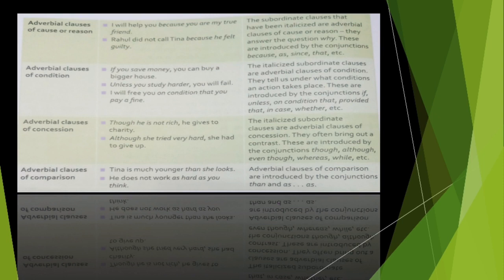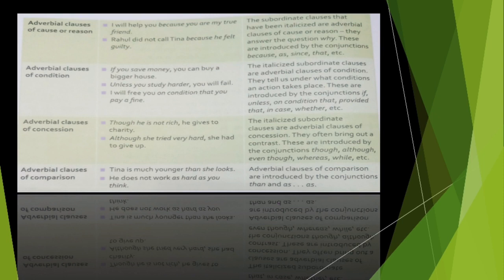Most of the times these are introduced by conjunctions like if, unless, on condition that, provided that, in case, whether. Okay, so basically adverbial clauses of condition हमें बताते हैं कि if अगर ये काम होगा, ये condition fulfill होगी, then only the action would be done. Okay, so they tell us that condition on which the action would be complete or done, right?